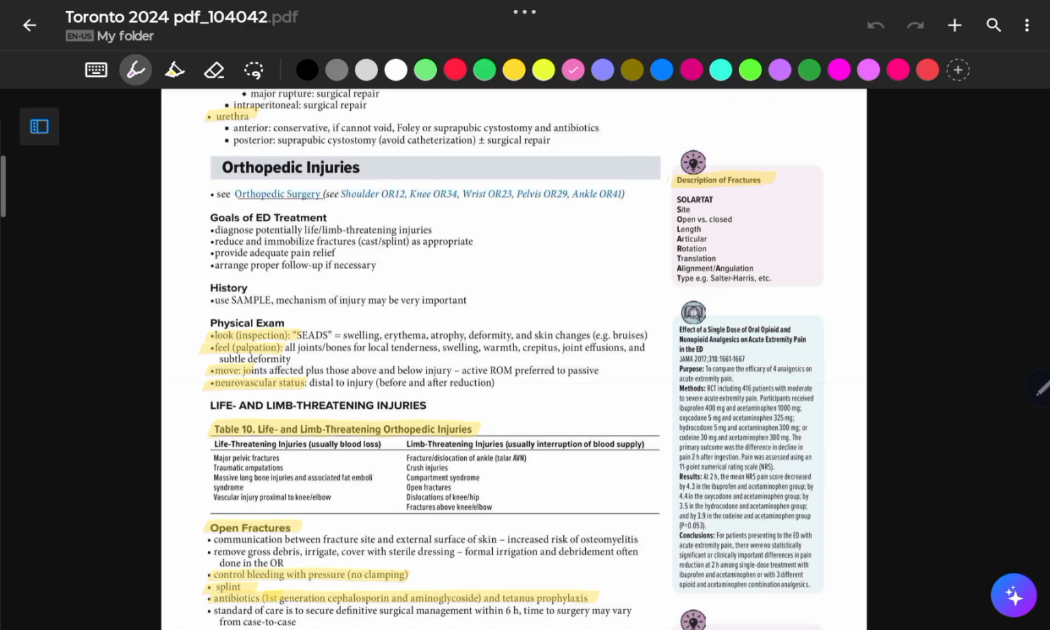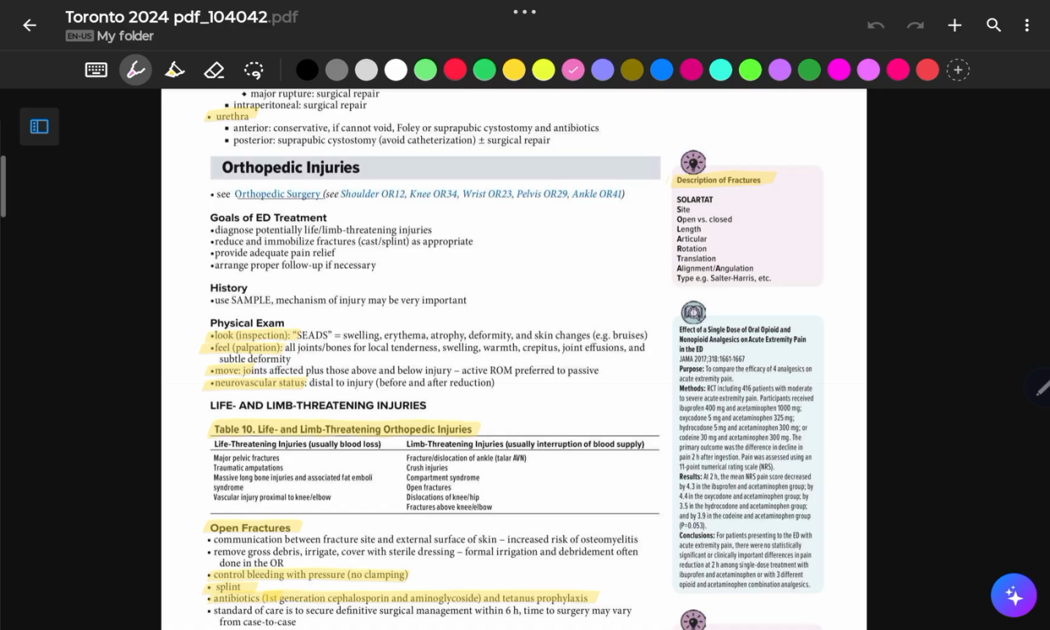So what is the goal of ED treatment when it comes to orthopedic injuries? It's to diagnose potential life or limb threatening injury, reduce, and immobilize fractures.